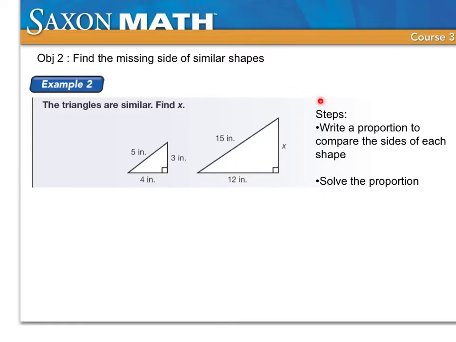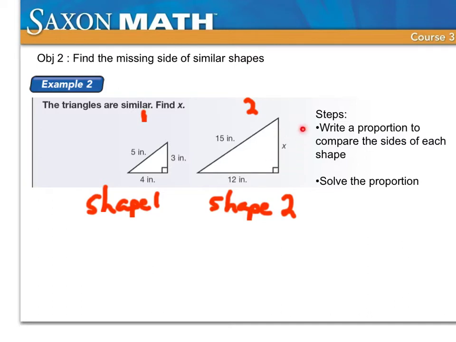Okay, so steps to solving these are to write a proportion to compare the sides of each shape. Alright, so we're going to compare shape 1 to shape 2. So here's shape 1, here's shape 2. Okay, and we need to compare their corresponding sides. Well, the very first thing that I want to do is figure out what x is. So I know I got to involve x from shape 2. Okay, and we're going to put that on top of a fraction, because we need to have a proportion.